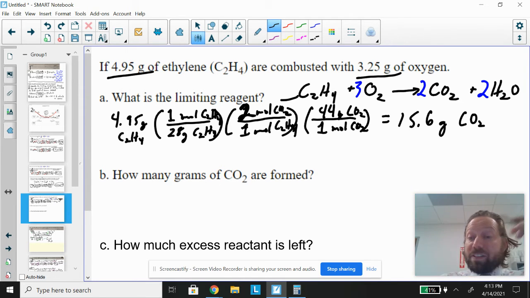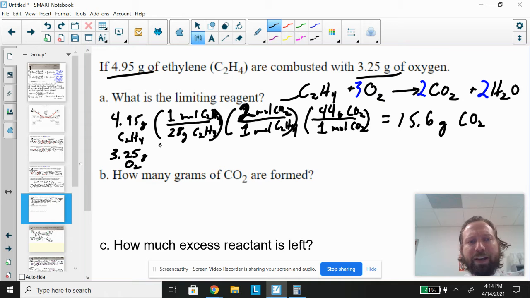Okay, now this doesn't give me any information yet, because I don't know how much product CO2 is produced if I have 3.25 grams of oxygen either. So I need to do that first. These problems, as you can see, are not too challenging in terms of being different from the other problems we've done. It's just a bit more work.